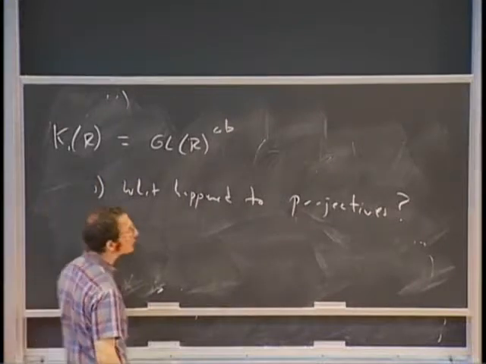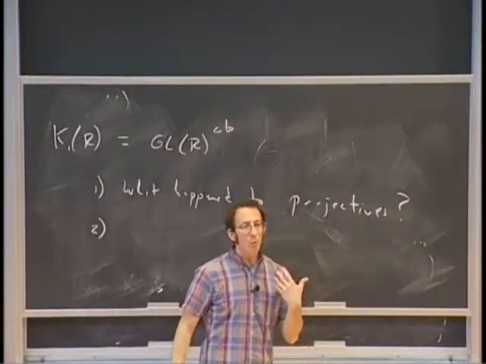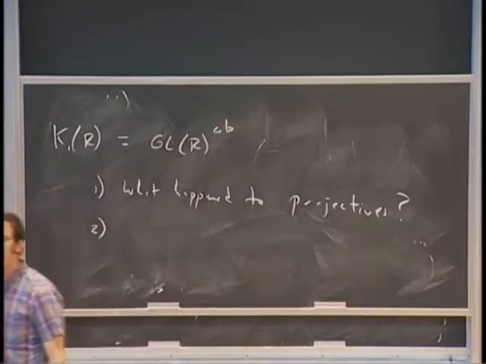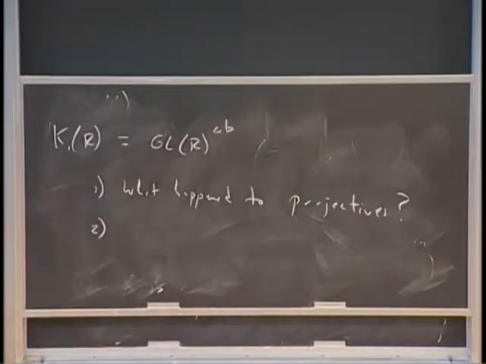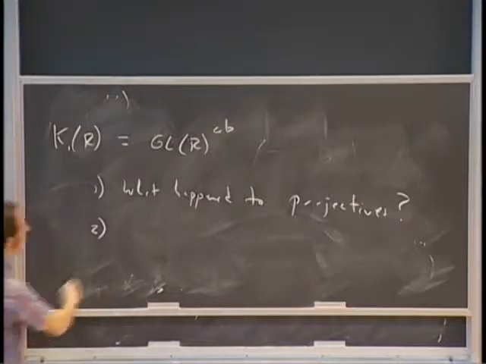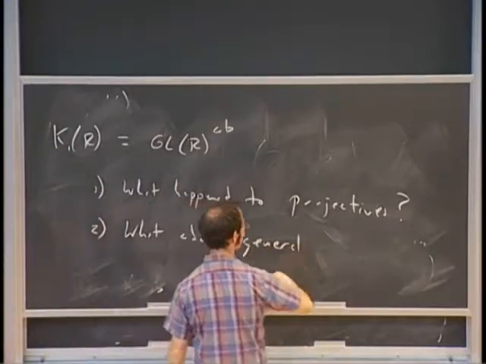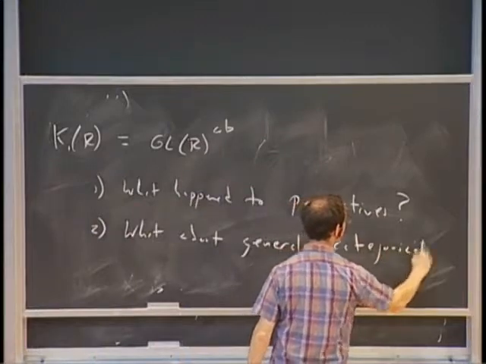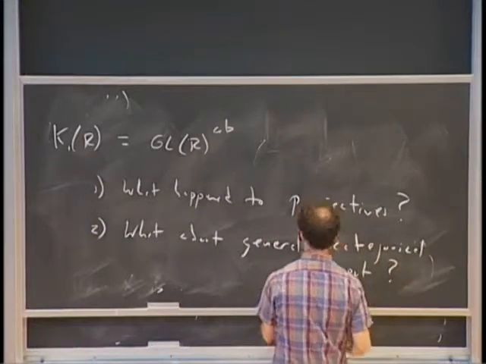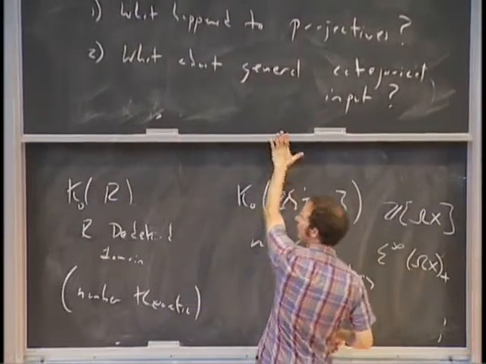Two, and this maybe is a sharper objection. One of the attractive things about K0 was that K0 takes in a very wide array of input. Now this, as it's constructed, does not. If I just give you some random category with exact sequences, it's not very clear how to make a K1 of this form out of that. So two, what about general categorical input?